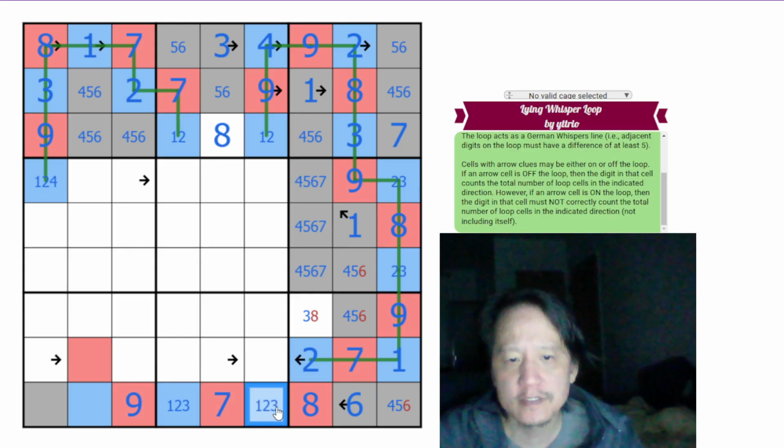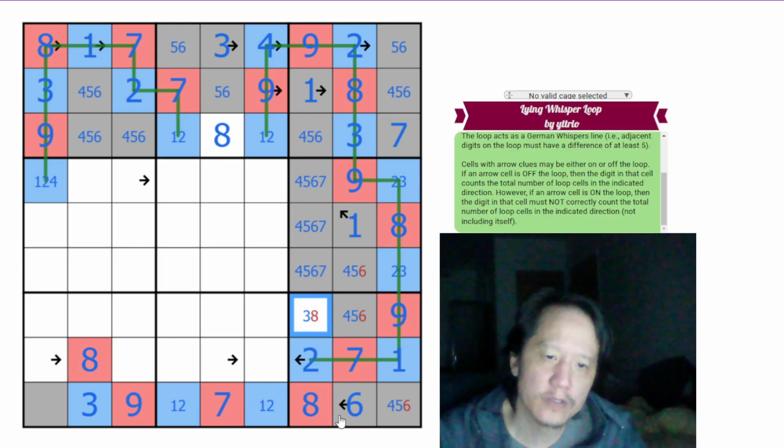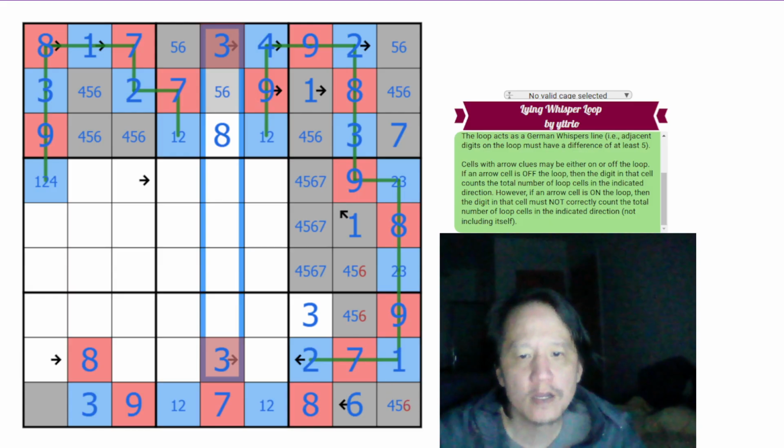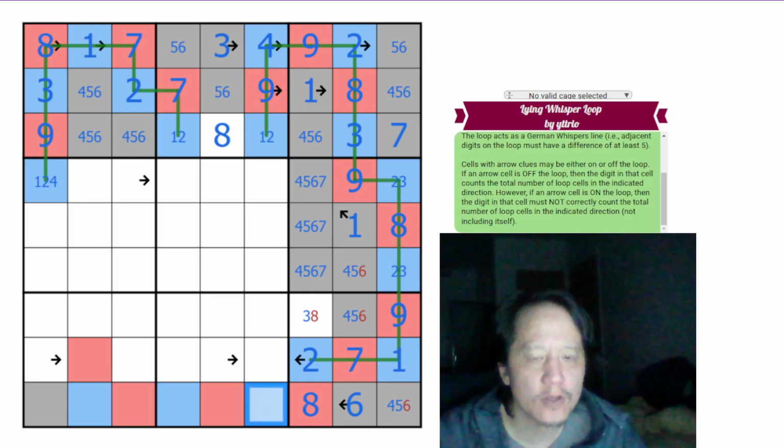So we have 9, 7. This would be 1, 2, 3. This can't be 4, so this would be 3, which makes that 8. So then we have 3 here. These would no longer be valid, so this would have to be 3. So that does not work. Okay, so that cannot be possible.